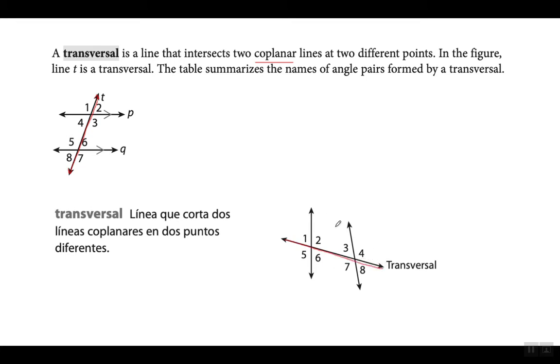Alright, in this diagram, the red line would be the transversal because it's intersecting these two lines at two different points. Alright, it's nothing difficult, but you got to know what that word means.